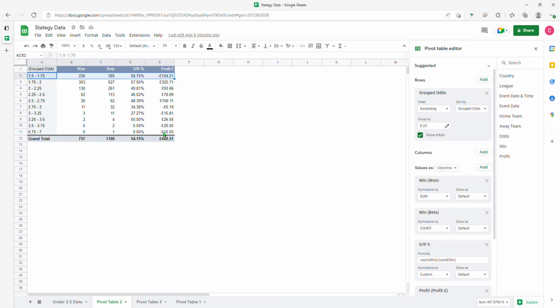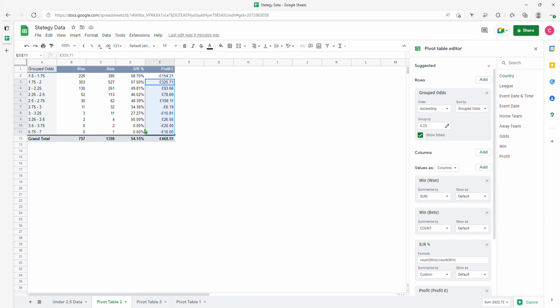And if I highlight these columns underneath and take out that category, you can see down in the bottom right hand corner, we would have had £622 profit if we'd only bet on the range of 1.75 through to 6.75. So I would immediately think to myself, right, I'm not going to put any more bets in on anything under 1.75. I'm going to start at 1.75.